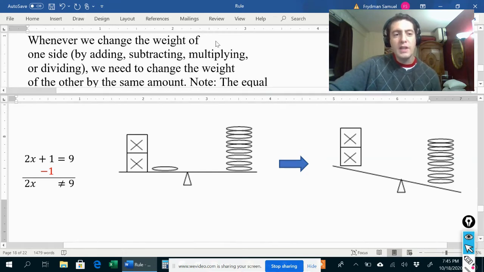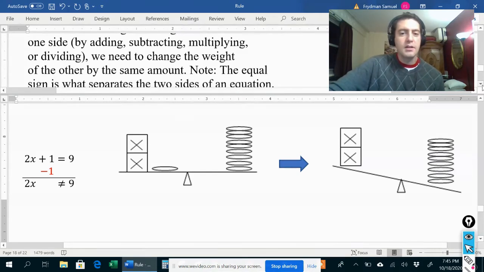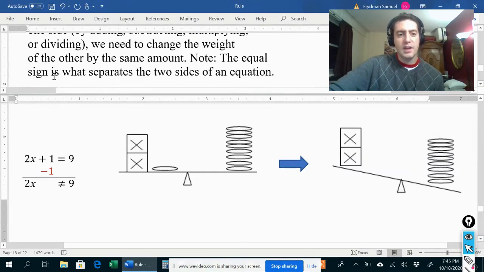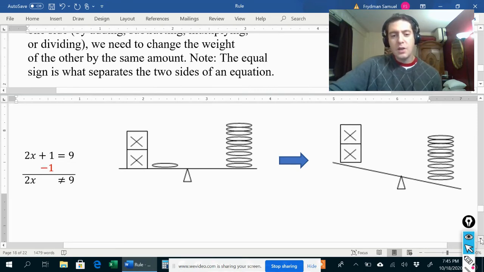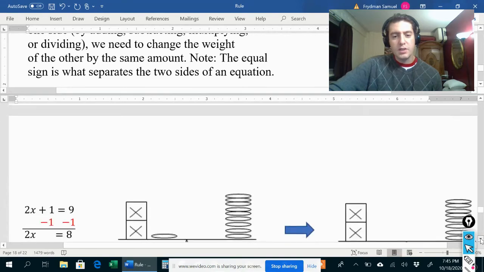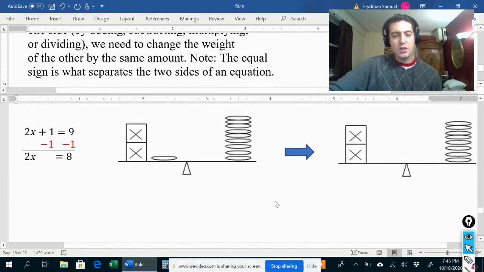Whenever we change the weight of one side, either by adding, subtracting, multiplying, or dividing, we need to change the weight of the other side by the same amount. And just a little note here, what I said a few seconds ago, the equal sign is what separates the two sides of an equation. So if I took one away from the left side, I need to take one away from the right side also. And you can see that's the picture that I drew here.